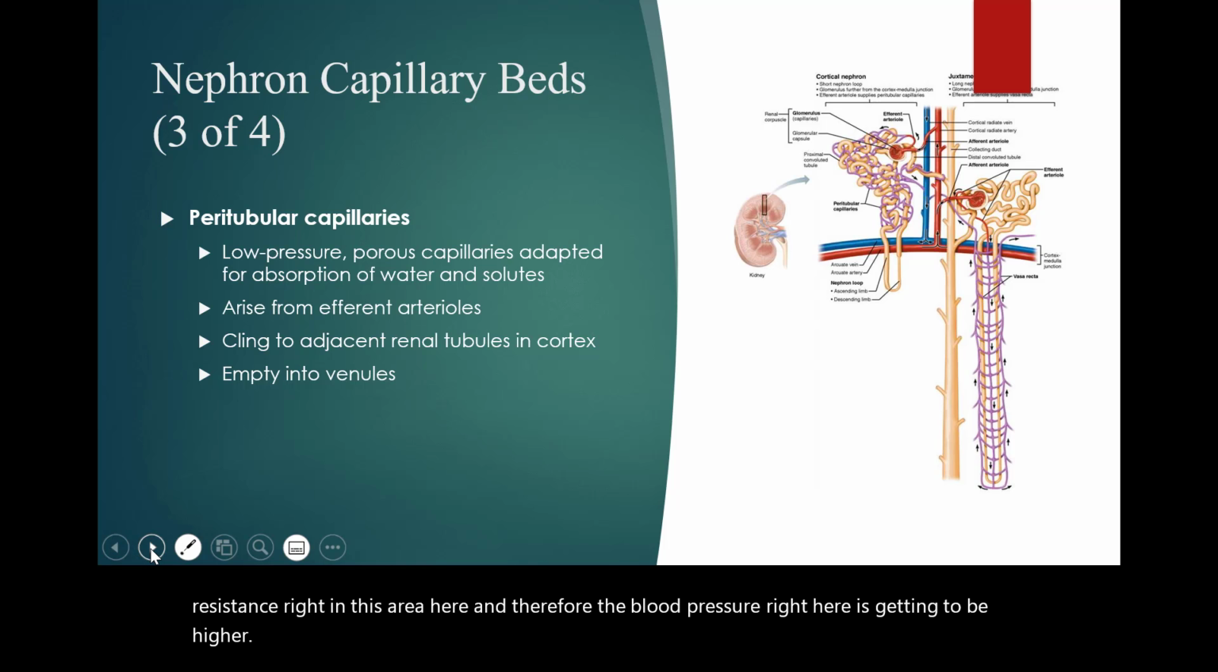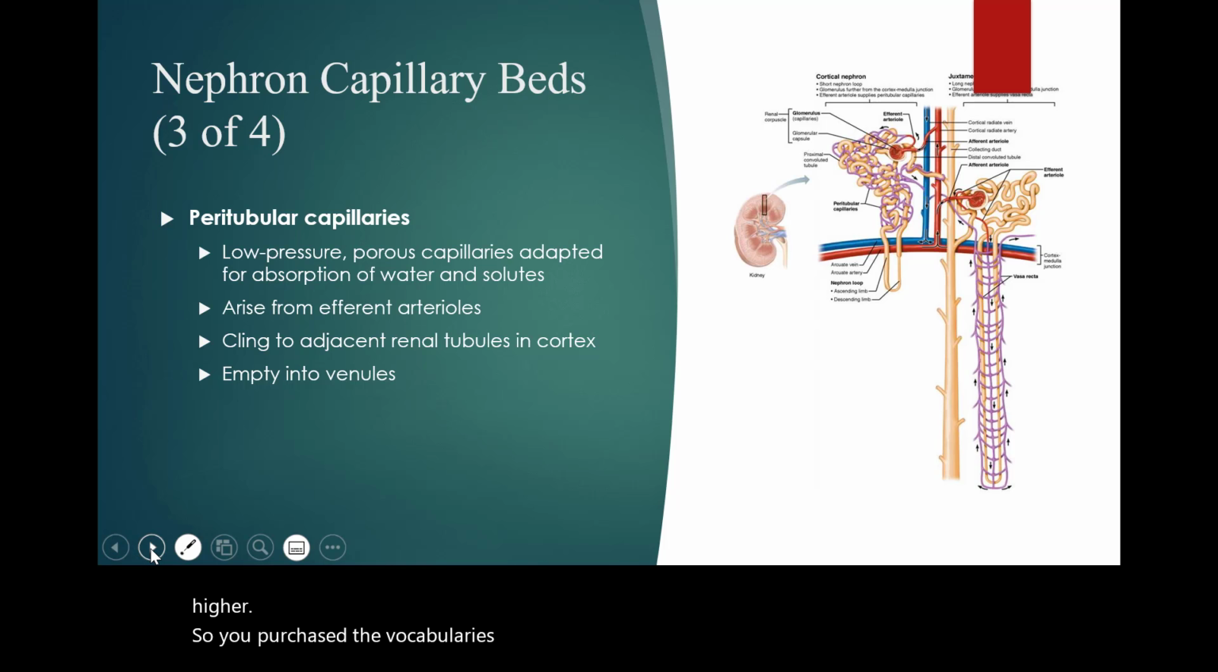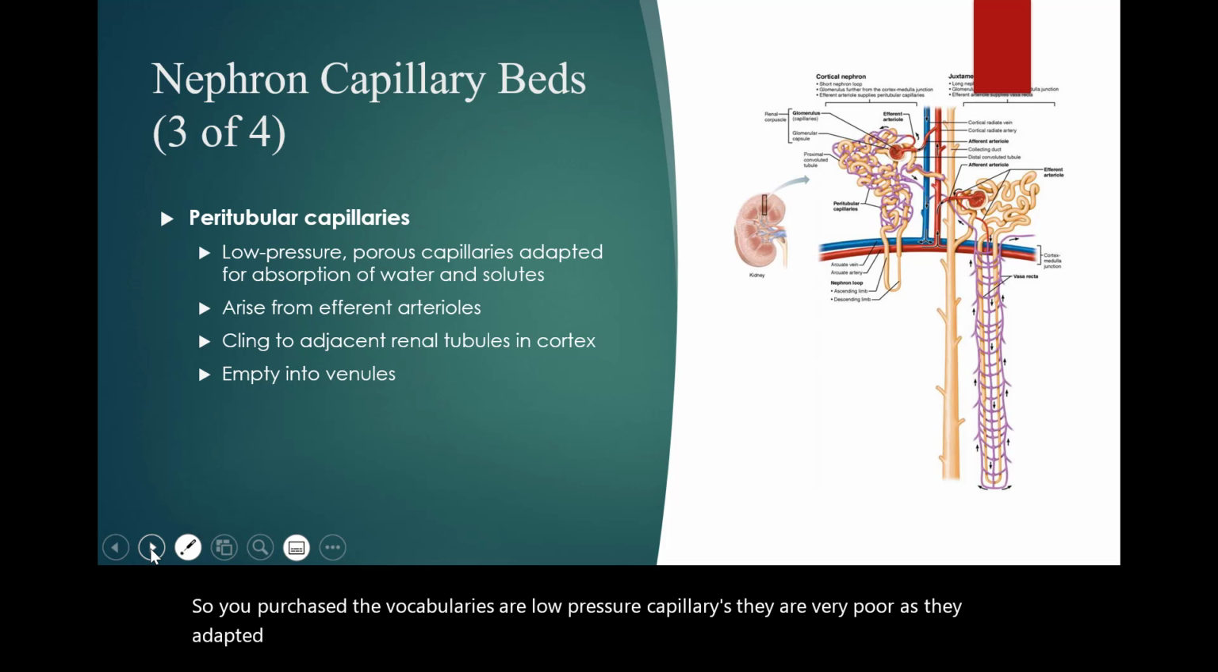So your peritubular capillaries are low pressure capillaries. They are very porous. They're adapted for absorption of water and solutes. They arise from the efferent arterioles. They cling to adjacent renal tubules in the cortex, and they empty into the venules.